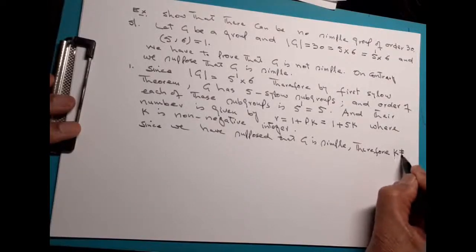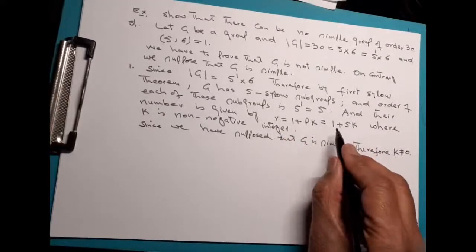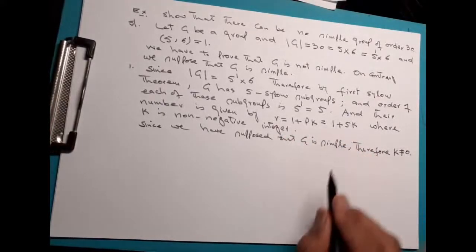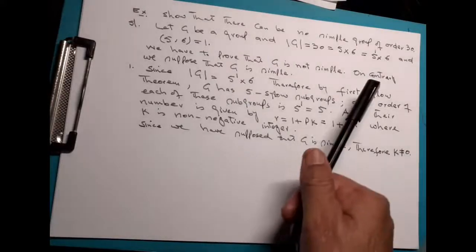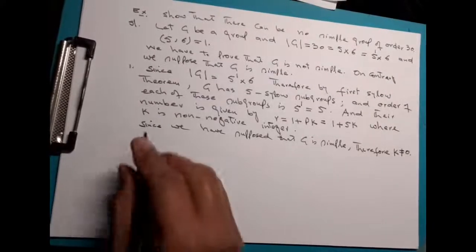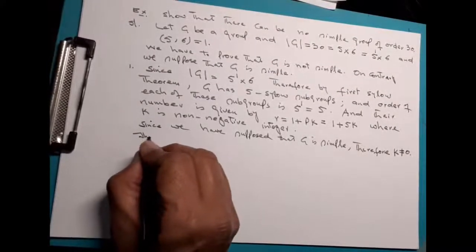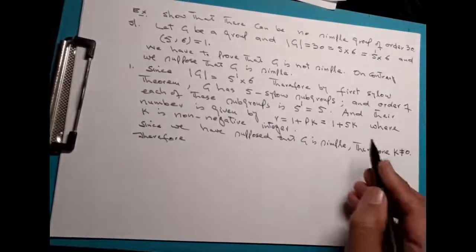K cannot be equal to 0 because if K is equal to 0, then R will be equal to 1 and the number of 5-Sylow subgroups will be 1, and this 5-Sylow subgroup will be a normal subgroup. If it is a normal subgroup, in that case the group will not be simple. But we have supposed that G is simple, so K cannot be equal to 0. So let's see what K can be.